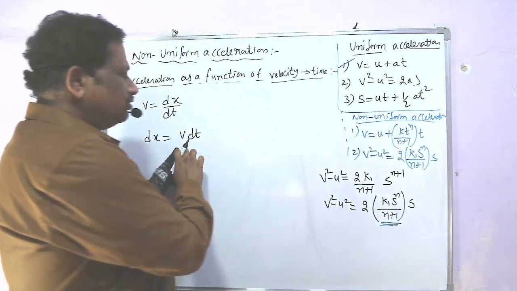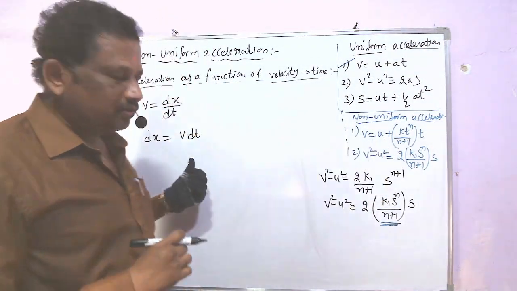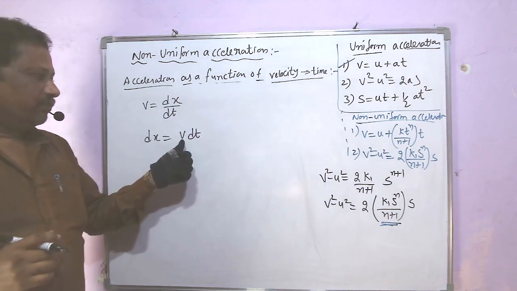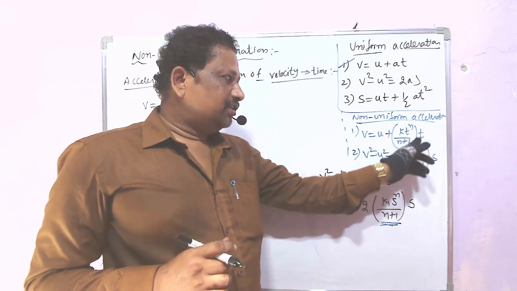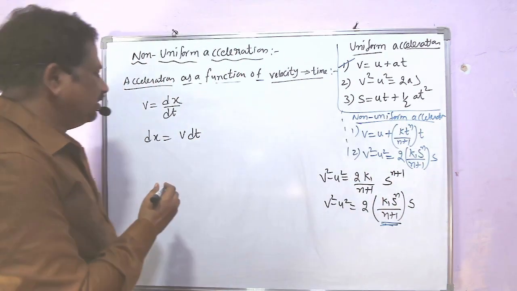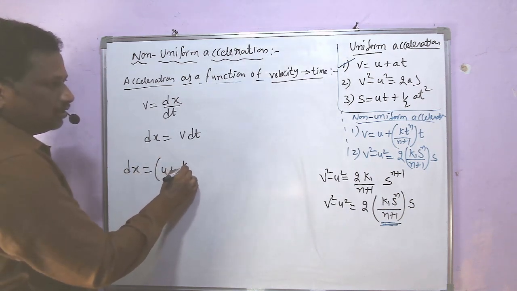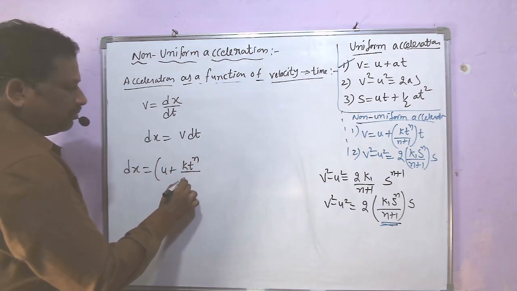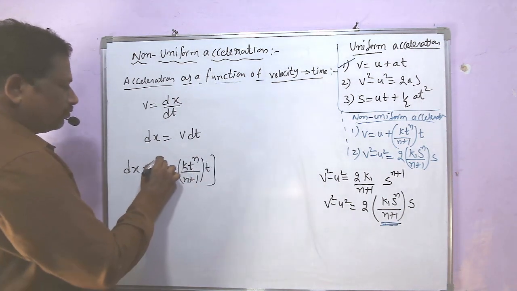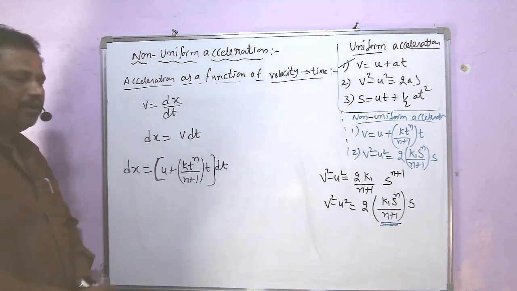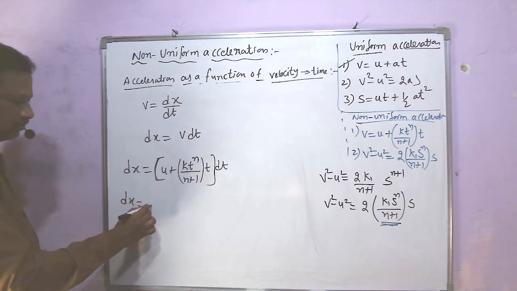So next, dx is equal to u dt plus k t power n plus 1 by n plus 1 into dt. Now taking integration on both sides, integration of dx from x naught to x is equal to integration of u dt from 0 to t, plus k by n plus 1, which is a constant, integration of t power n plus 1 into dt. Here time is 0 to t. Okay, any doubt?